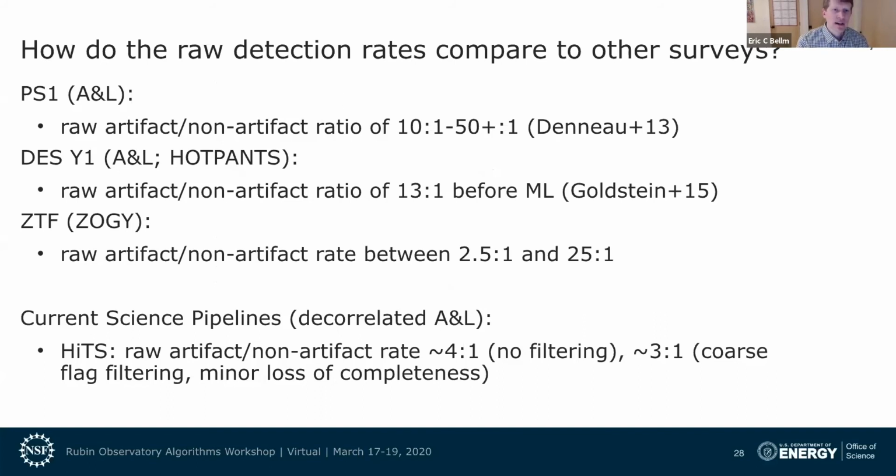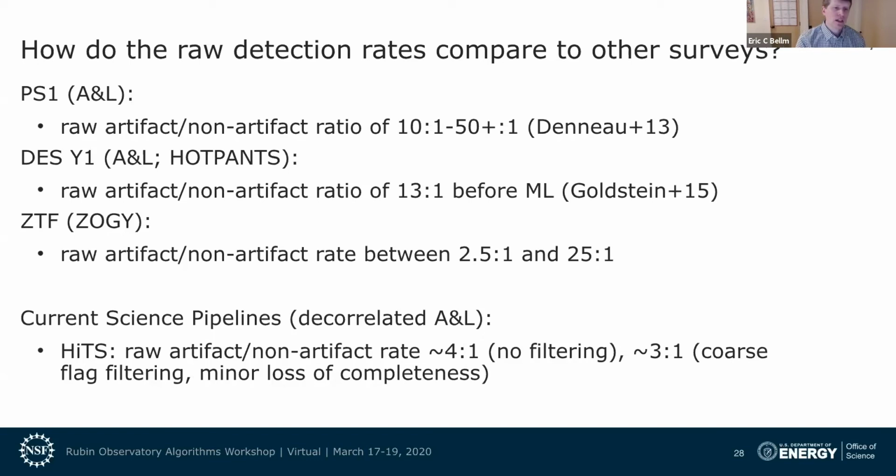So let's then ask, how does our raw detection rate that I just showed compare to other surveys? Jean just described for Pan-STARRS a very high rate. I pulled from this 2013 paper a raw artifact to non-artifact ratio of sort of 10 or 50 to 1. DES year 1 reported 13 to 1 before machine learning was applied. And in ZTF, depending on what exactly you say is an artifact, it's somewhere between 2.5 and 25 to 1.